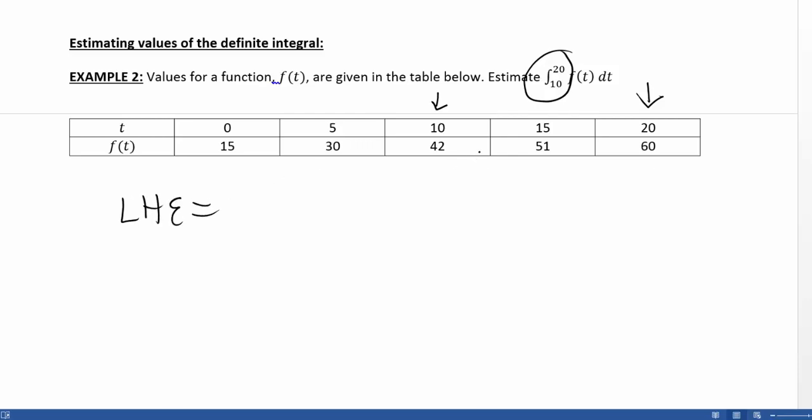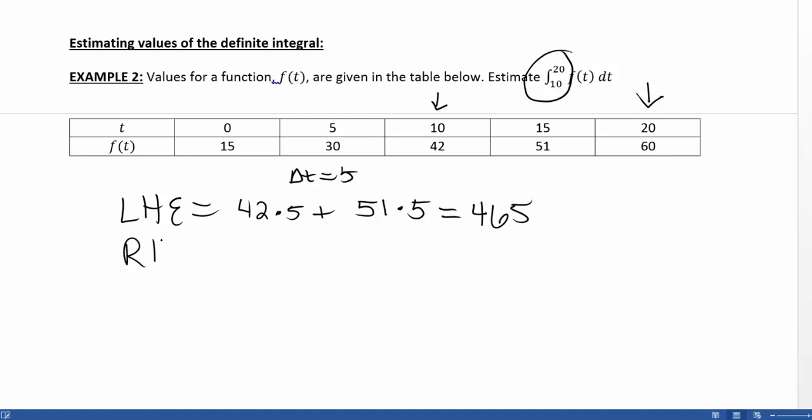For our left-hand estimate, our delta t here is going to be equal to 5 because we're counting by 5s. So from 10 to 15, that's 5 units. We're going to pick the rate on the left, which is 42. So we have 42 times 5, plus time 15 to time 20, that's another 5 units. We pick the rate on the left, which is 51. 51 times 5. We add those up, and we're going to get 465.